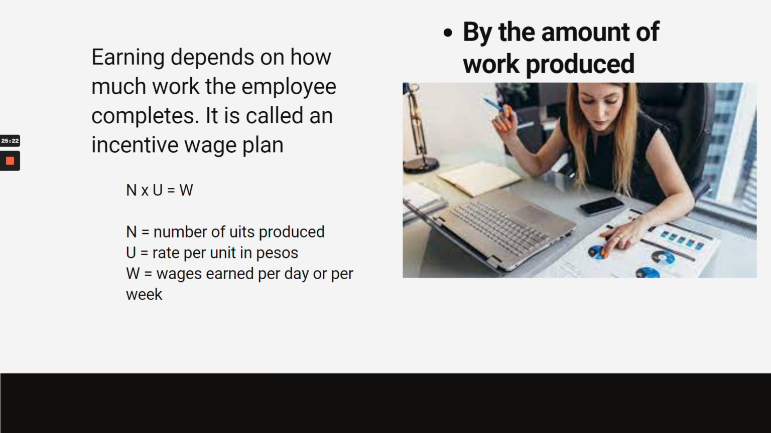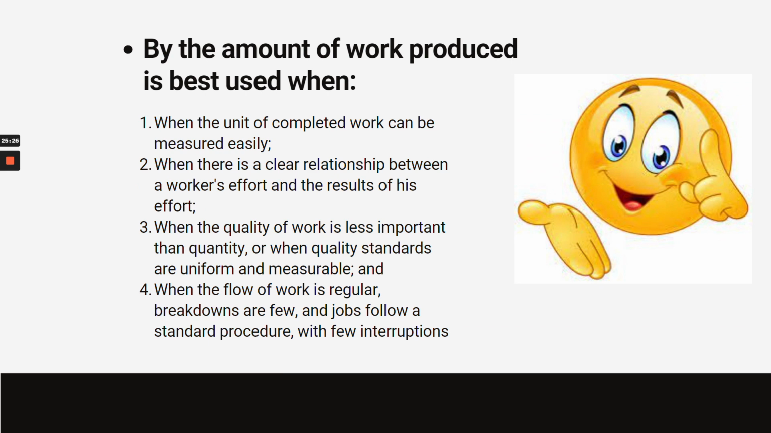There are situations where you can best use it. Number one, when the unit of completed work can be measured easily. If you are able to measure it easily on the unit of work, then you can use this method. Number two, when there is a clear relationship between a worker's effort and the result of his effort. Number three, when the quality of work is less important than quantity, or when quality standards are uniform and measurable. Lastly, when the flow of work is regular, breakdowns are few, and jobs follow a standard procedure with few interruptions, then you use the by the amount of work produced. Right? So those are the methods of payment.